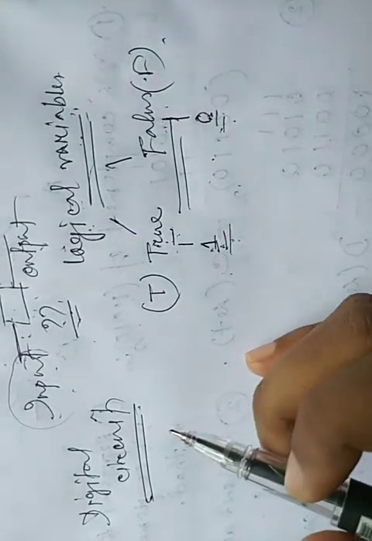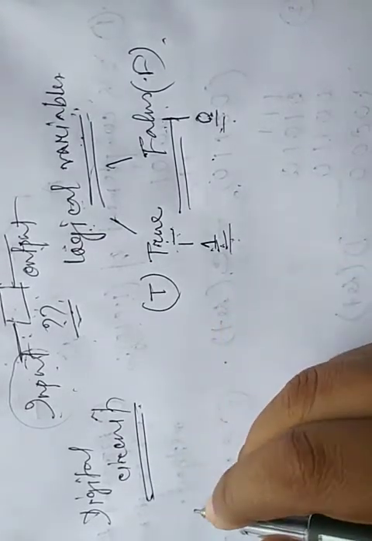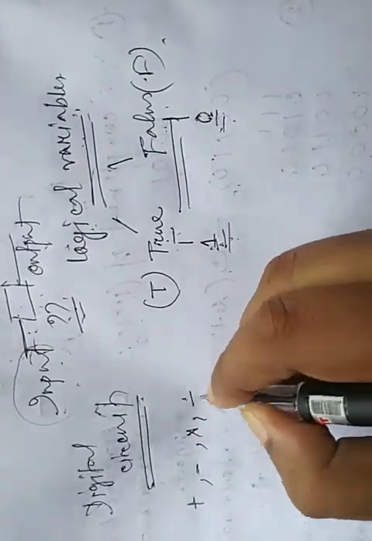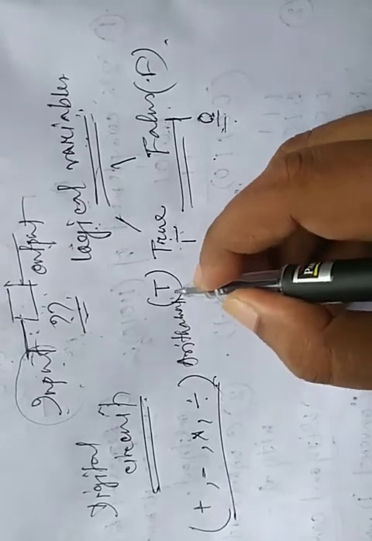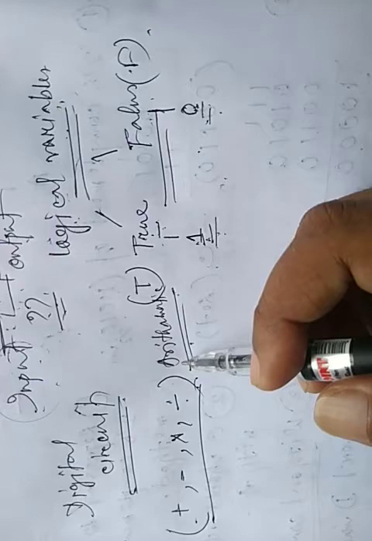Okay, there are three basic operations. In our normal algebra, in our decimal number system, there are four operations: plus, minus, multiplication, division. These are basic arithmetic operations. These are not used in Boolean algebra. In the binary number system we use plus, minus, that is another thing. But in the Boolean algebra system, plus, minus, multiplication, division are not used.